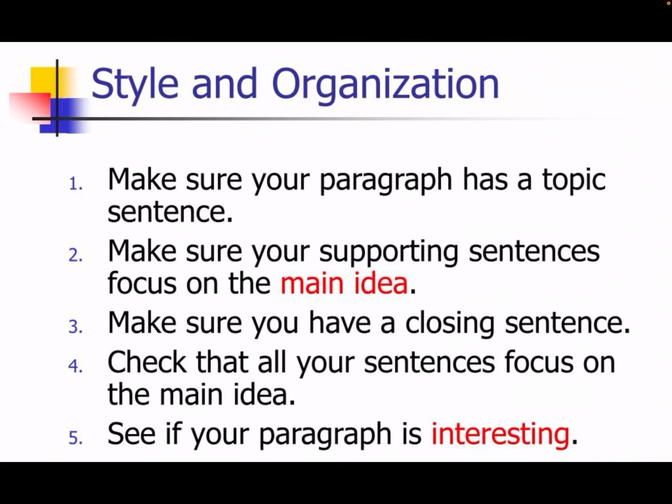Make sure your paragraph has a topic. Make sure you have supporting sentences that focus on the main idea. Make sure you have a conclusion or closing sentence. And check that all your sentences focus on the main idea, so we're not talking about other ideas. And have someone proofread your paragraph to see if it's interesting or not.